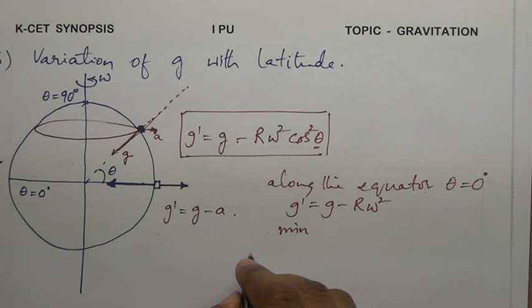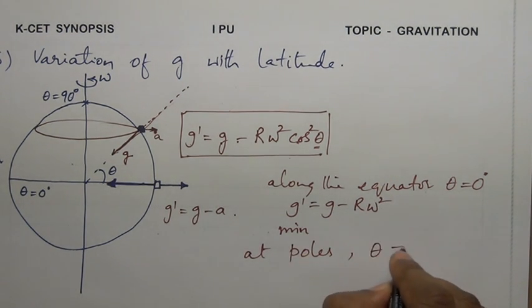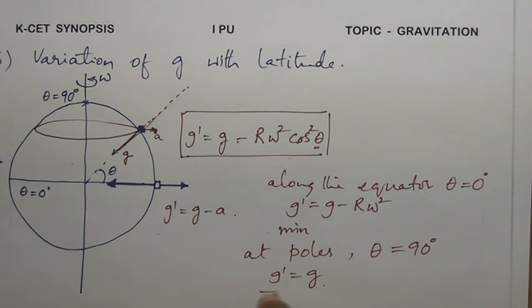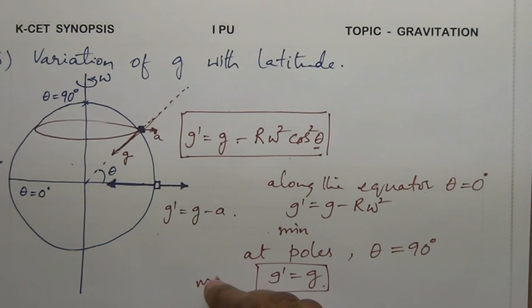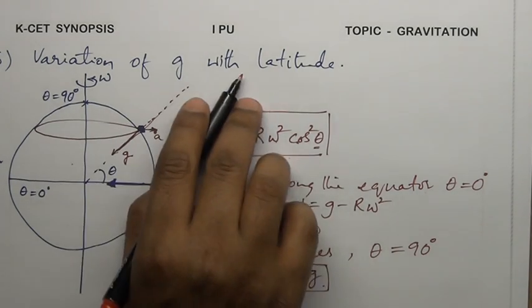At poles, theta is 90 degree, cos 90 is 0, therefore g prime equal to g. So at poles it is maximum. Along the equator, the acceleration due to gravity is minimum. This is variation of g with latitude.